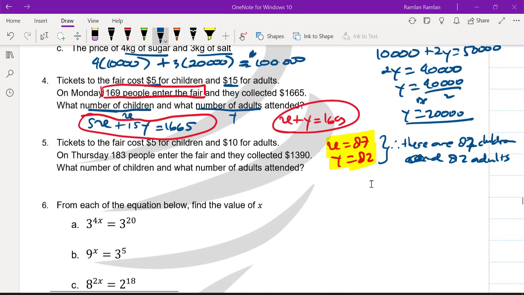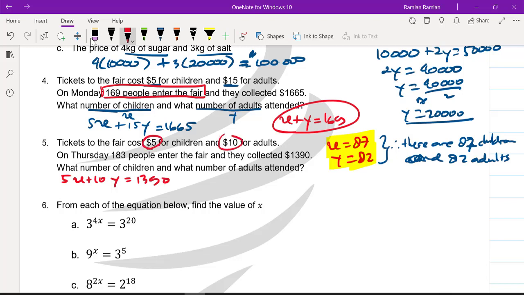Now for number 5, it's actually the same thing. We do the same exact thing. So the equation that we have is 5x plus 10y equals 1390. That's the first one. The second one is 183 people entered the fair, so x plus y equals 183, and then you do the same exact thing. You will get the value of x and y, and again, you can use a calculator. So x is going to be 88, and y is going to be 95.